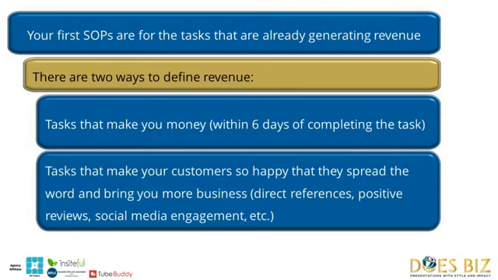Your first standard operating procedures are for the tasks that are already generating revenue. These are likely the nearest and dearest to your heart, and these are the two ways to define revenue. Tasks that make you money within 6 days of completing the task, so you've done a task and someone pays you. And tasks that make your customers so happy that they spread the word and bring you more business, so that's direct references, positive reviews, social media engagements, etc.